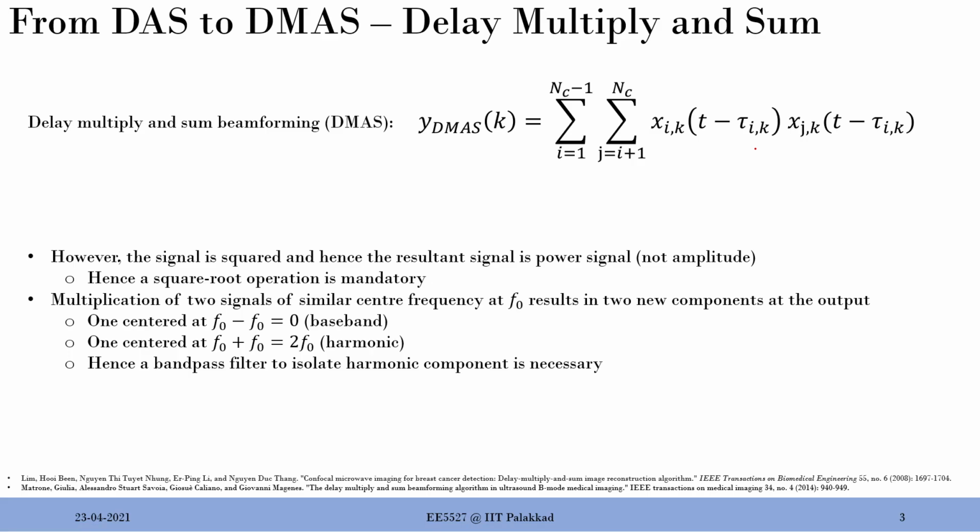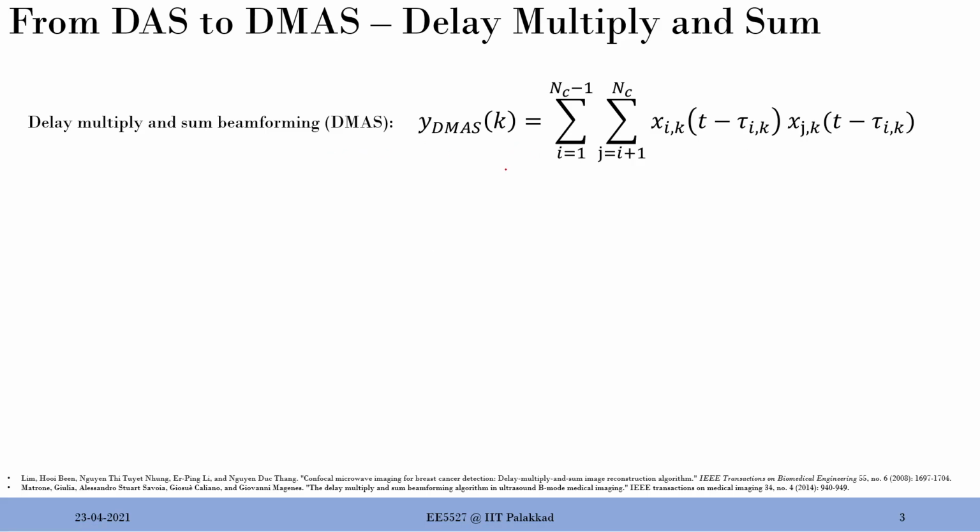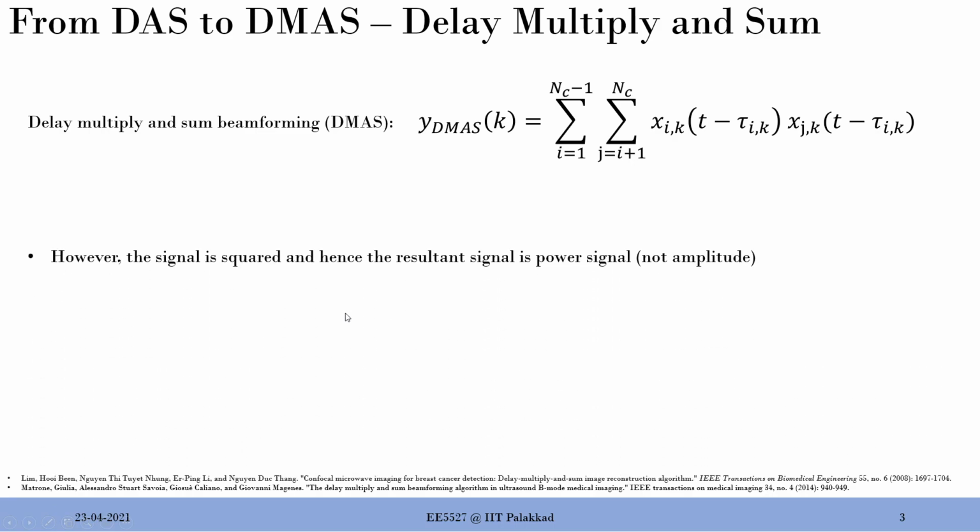So one issue is basically, okay, so let me actually reiterate this using a more confined animation than everything together. So just give me a moment. Yeah, so basically one important issue is this: the signal is squared, right? I mean, you are multiplying xi with xj, so basically sort of squaring the signal. Effectively the amplitude is squared, and hence the resultant signal is actually not an amplitude signal, but it is a power signal. So that's a problem. So how to solve that?